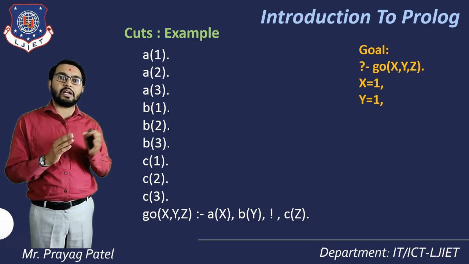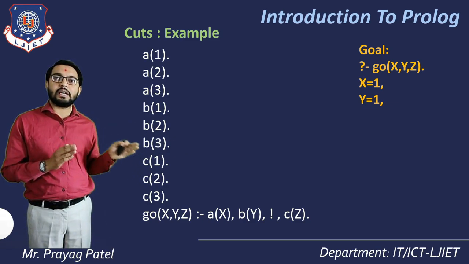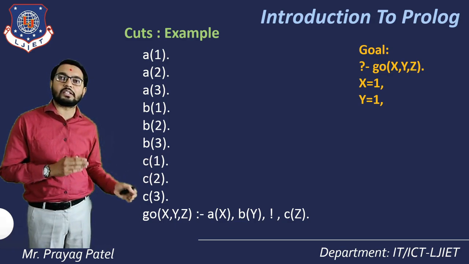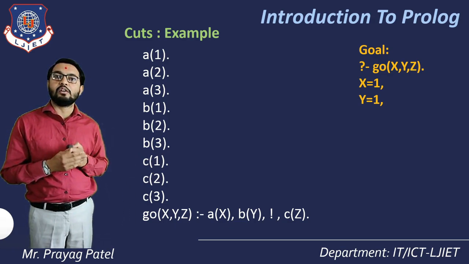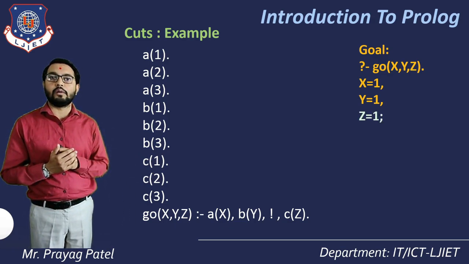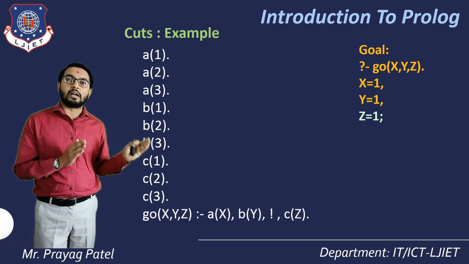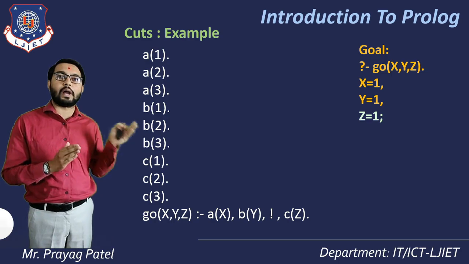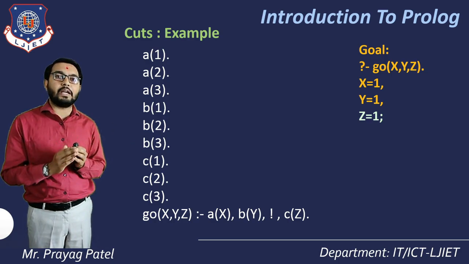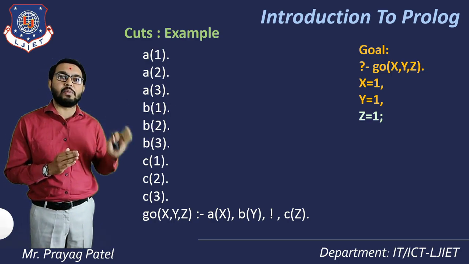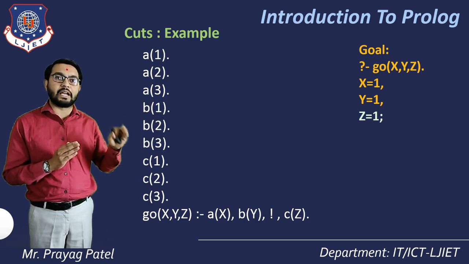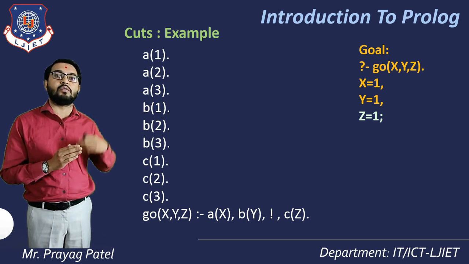Now the next statement is C(Z). For this C(Z), check the value of Z. Z can be C1, C2 and C3. The first one is C1, so we write Z equal to 1. After the completion of the first solution, we perform backtracking. We want to find another solution, and for finding another solution, we write the semicolon in our program.